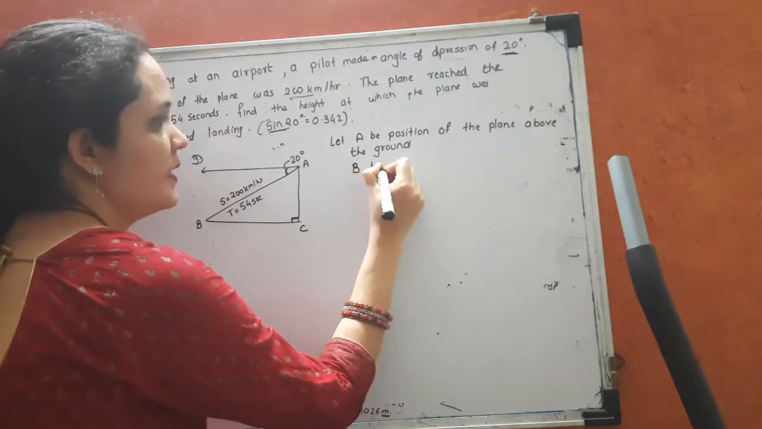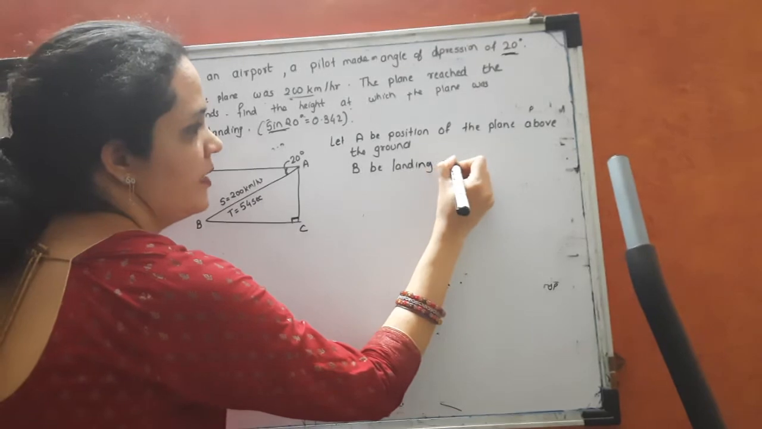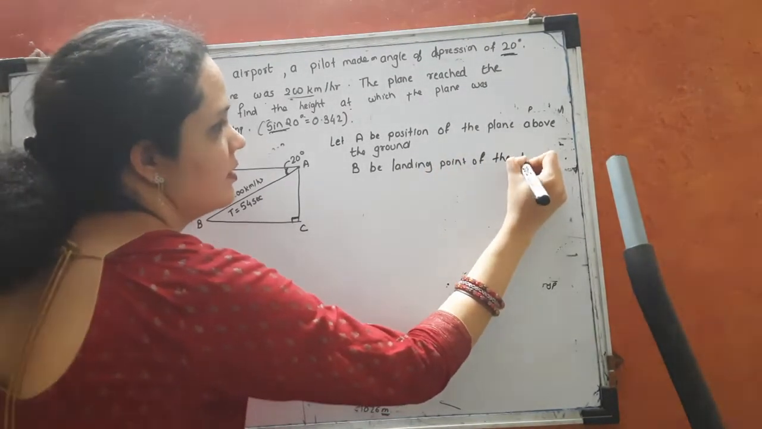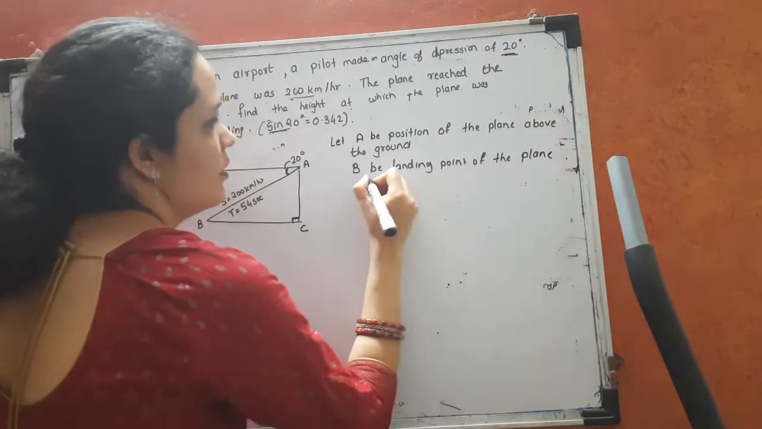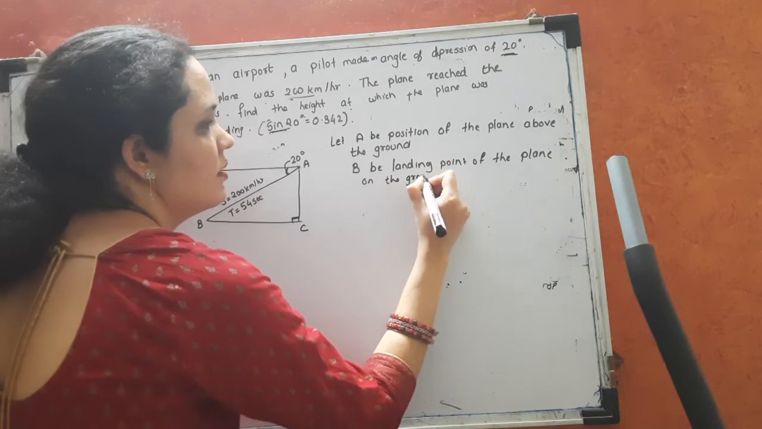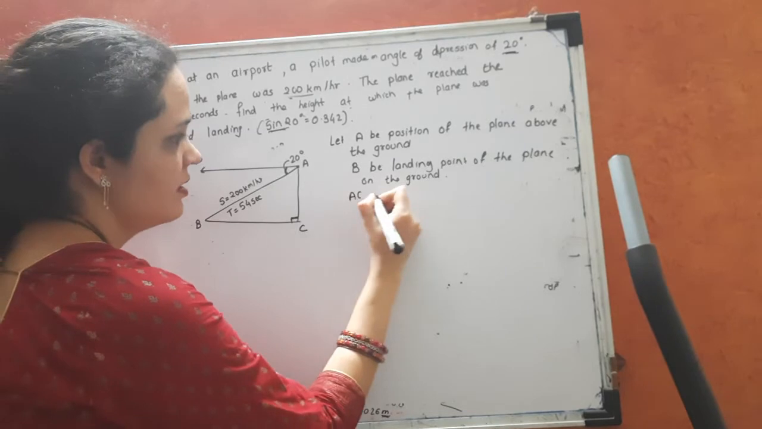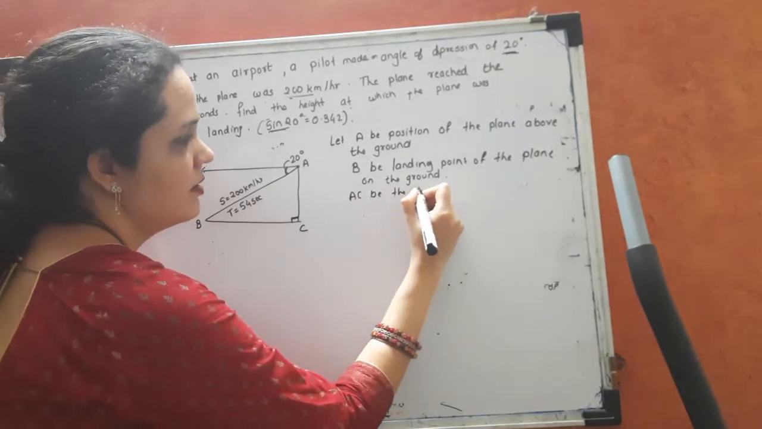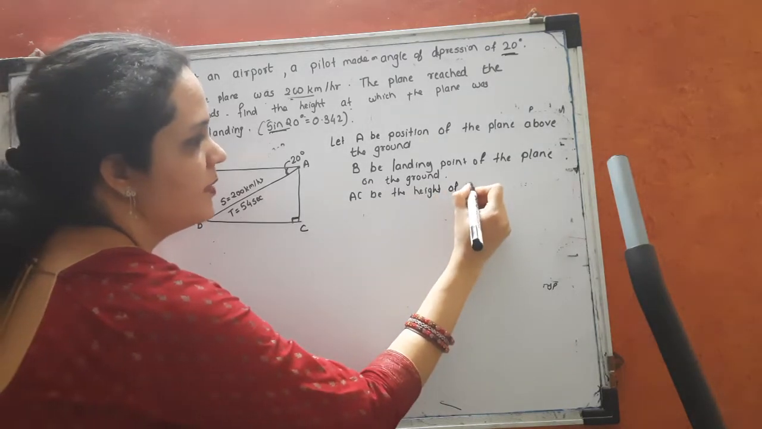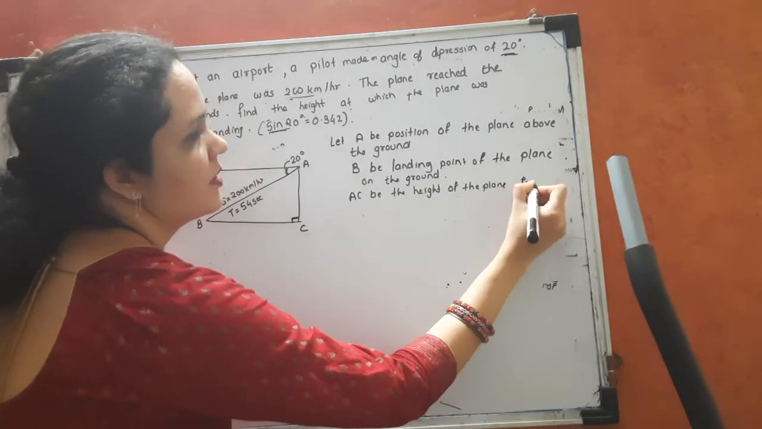B be the landing point of the plane on the ground. AC be the height of the plane from the ground.